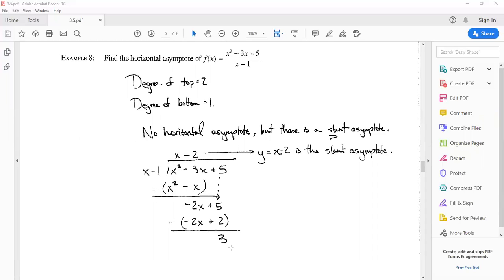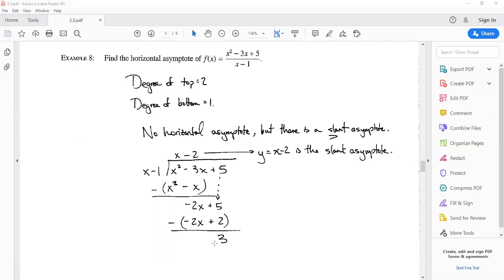And so this step was almost a little bit overkill if we were just asking for the slant asymptote in this case, because now that we have this guy, x minus 2, as the quotient, that is going to be our slant asymptote. So y equals x minus 2 will be the slant asymptote.